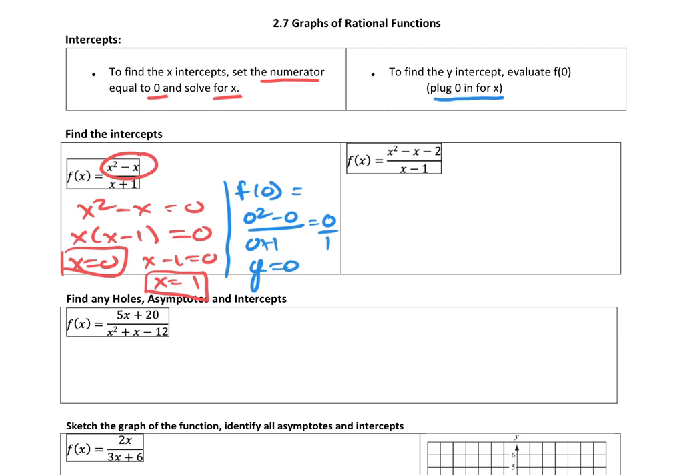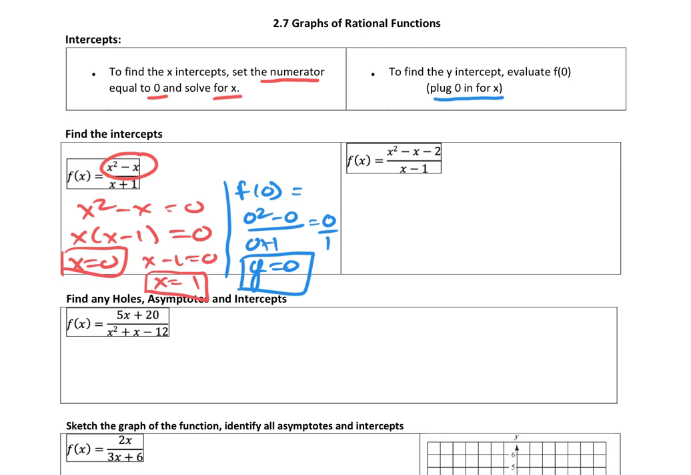And there is actually kind of a coincidence here. We see that we have x equals 0 for an x-intercept, and y equals 0 for our y-intercept. And that's actually not a coincidence. That will always happen. So we find our x-intercepts first, and if our x-intercept is 0, our y-intercept will automatically also be 0. They have to be tied together that way.